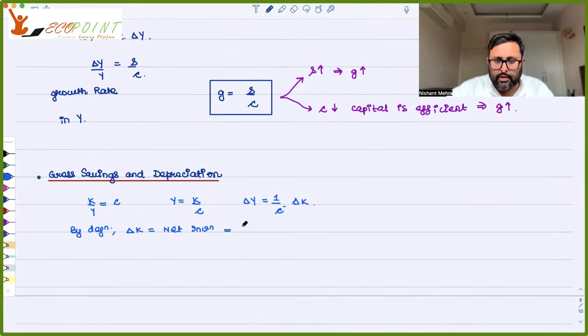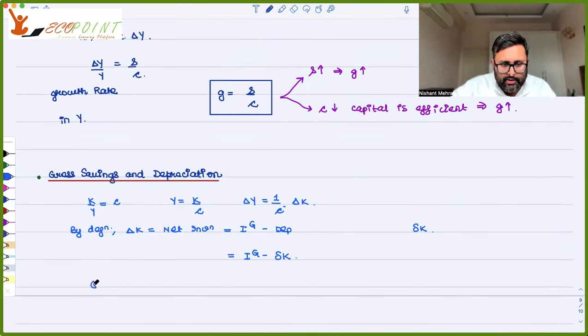Net investment means gross investment minus depreciation. But when you write about depreciation, I don't want to write this as a depreciation rate. Let me just write it this way: minus depreciation of capital. But what does depreciation of capital mean? Delta into K. So there are K units of capital and they are depreciated at the rate of delta per unit. So the total depreciation is delta K, minus delta K.